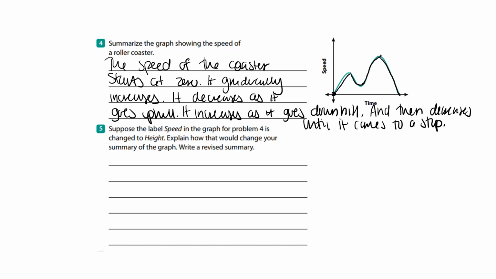Number 5, suppose the label speed in the graph for problem 4 is changed to height. Explain how that would change your summary of the graph. Write a revised summary. So for this summary, if we're talking about height, we would say it starts off at the ground.